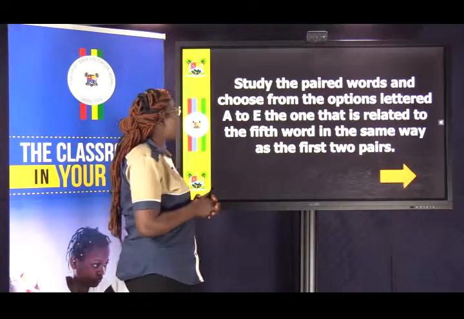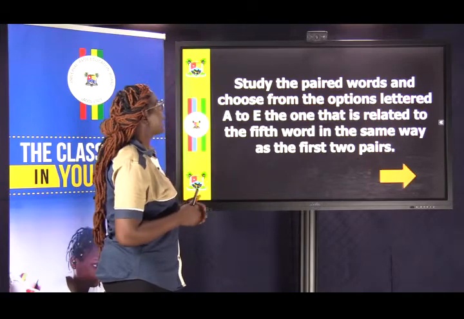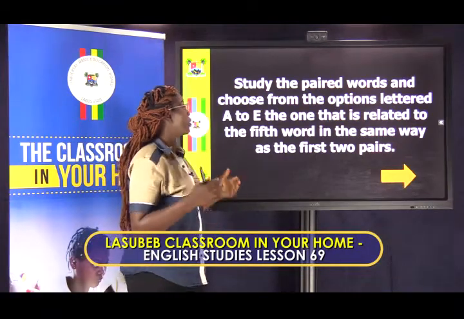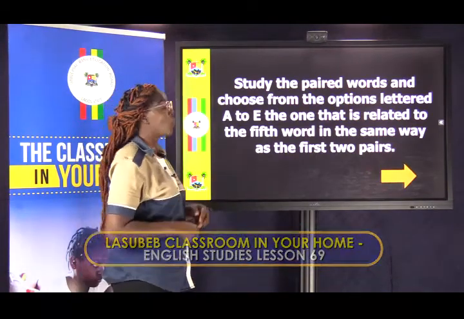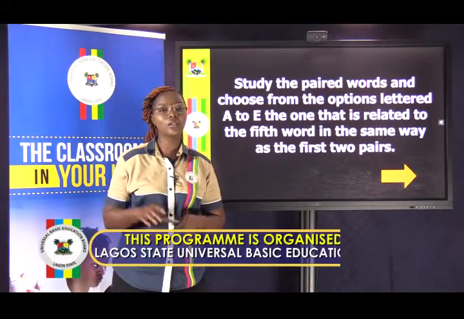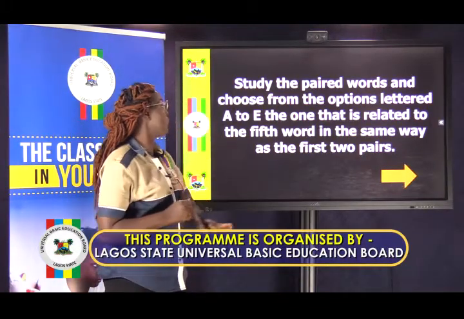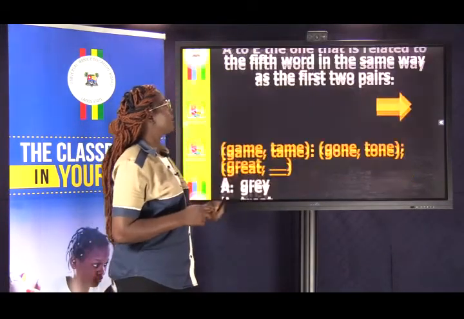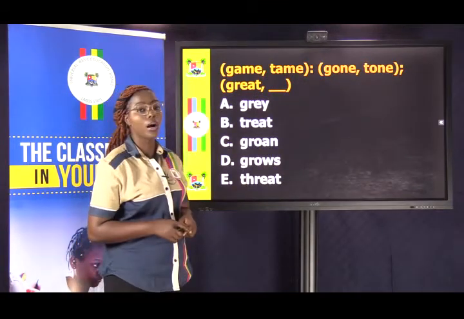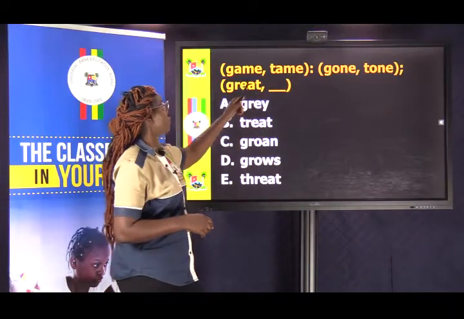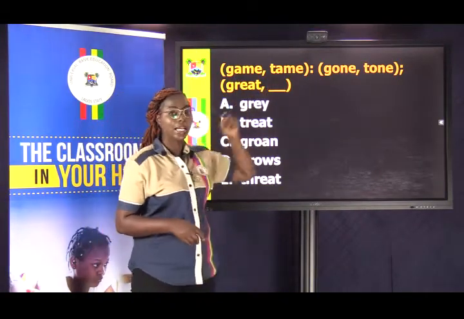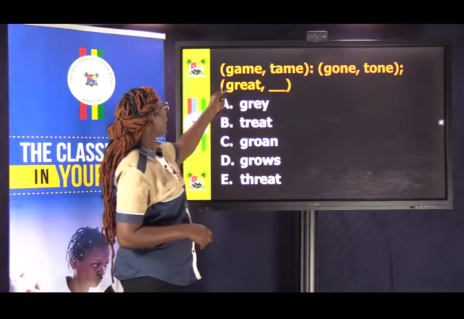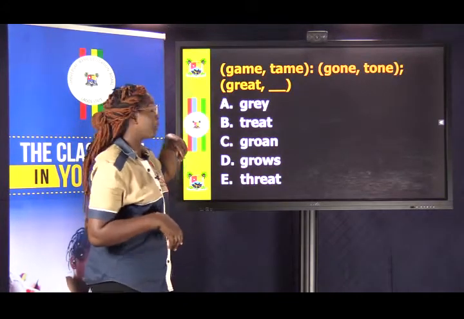Well, in this session, we'll be studying the paired words, and then we'll choose from the options lettered A to E, the one that is related to the fifth word in the same way as the first two pairs. Don't worry, let's look at the first one. I'm sure this instruction will make sense. So we want to study the pair words and choose from the options the one that is related to the fifth one. What do I mean by the fifth one? Let's look at these children. We have game, we have tame. It has same sound, right? Yes, and the only thing that is different is what? Is the first letter, the first alphabet.